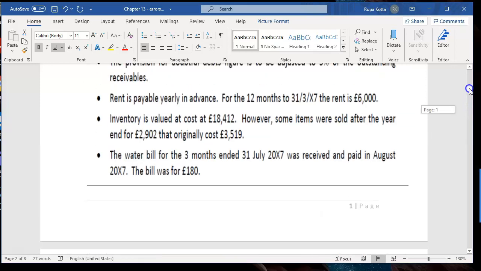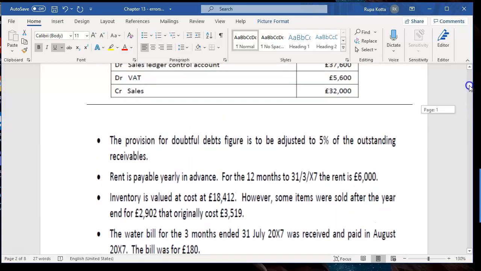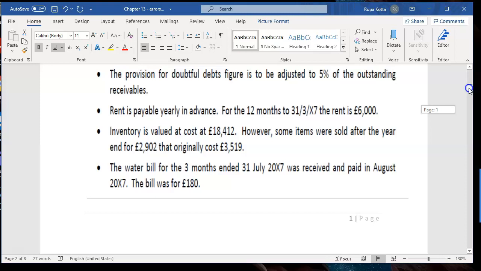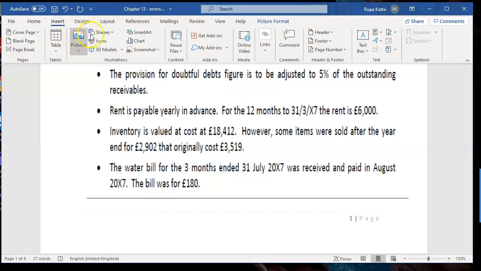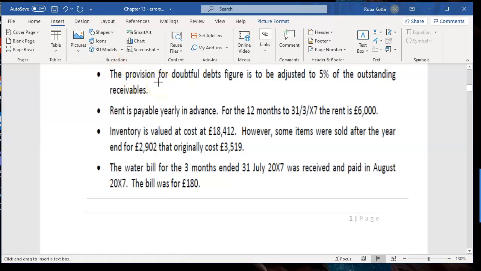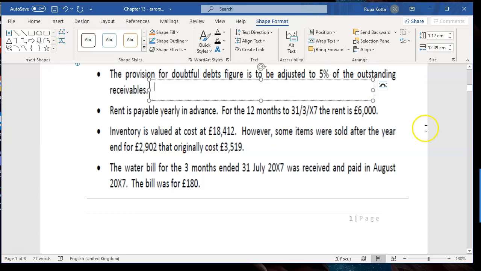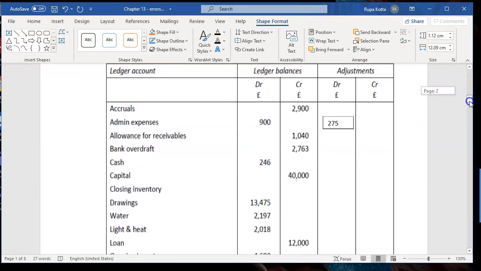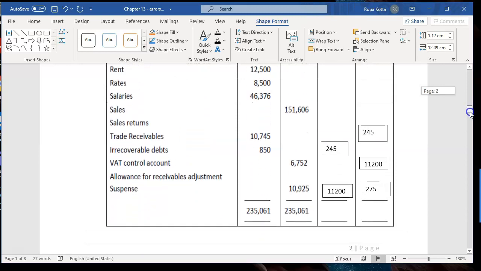Let's look at the next double entry. Provision for doubtful debts is to be adjusted to 5% of the outstanding receivables. Provision is nothing but allowance. So they want you to calculate allowance for doubtful debts, which is 5% of the receivable balance. But you need to remember that before the calculation of the allowance, there is an irrecoverable debt. So first you need to remove the irrecoverable debt and then you calculate the allowance.